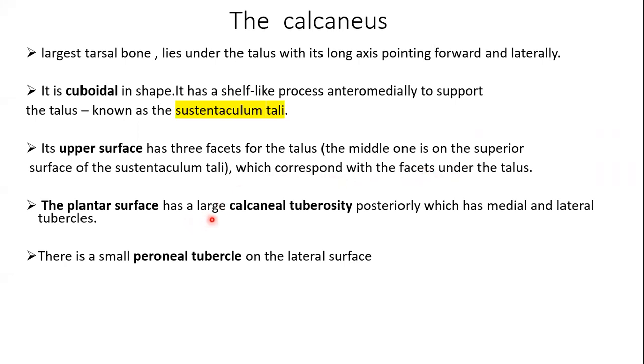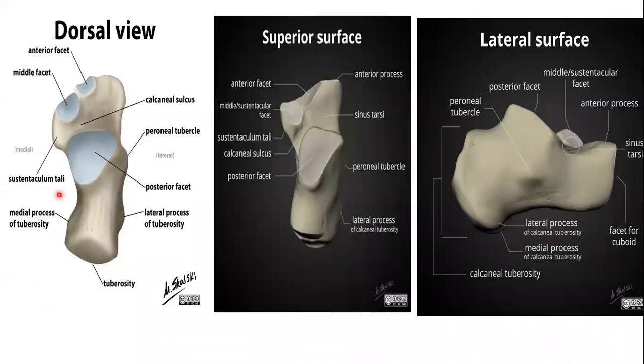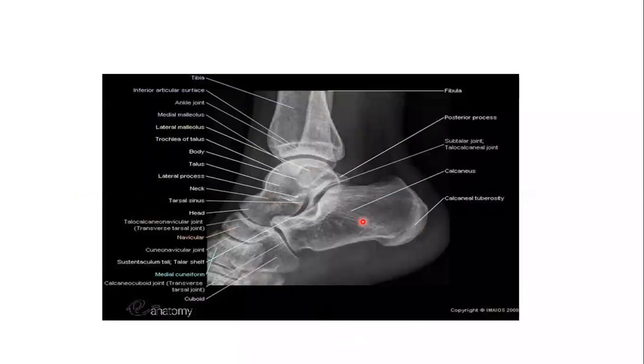The plantar surface has a large calcaneal tuberosity posteriorly, which has medial and lateral tubercles. There is a small peroneal tubercle on the lateral surface. So in the upper surface, we have the anterior, middle, and posterior facets for articulation with the talus. This is the peroneal tubercle, and this is the calcaneal tuberosity, which has lateral process and medial process. Also, this X-ray shows the calcaneal tuberosity, talocalcaneal joint, and calcaneocuboid joint.